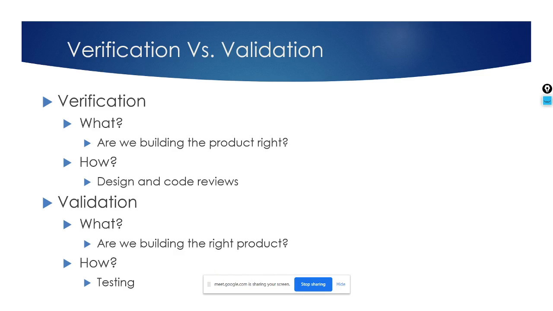Right. So first we have to understand the difference between verification and validation. Verification means, are we building the product right? That checking of whether we are building the product right is verification. Validation is, are we building the right product, right? Are we building the right product? So basically the code reviews and design reviews are done for verification, right? Are we building the product right?